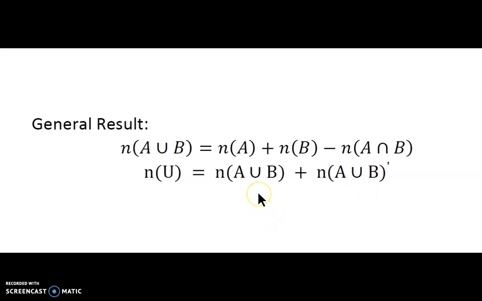This would have been our 3x. And this, the number of elements of U, would be 37.